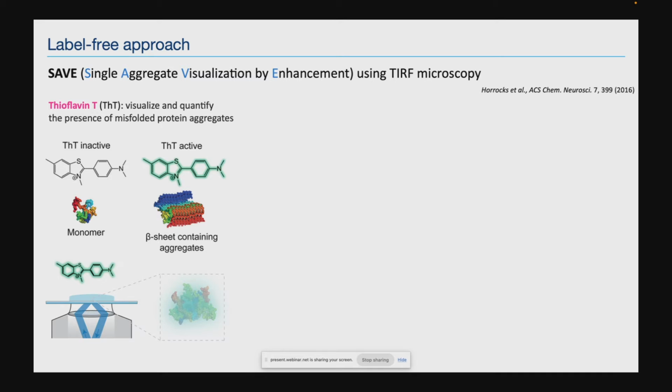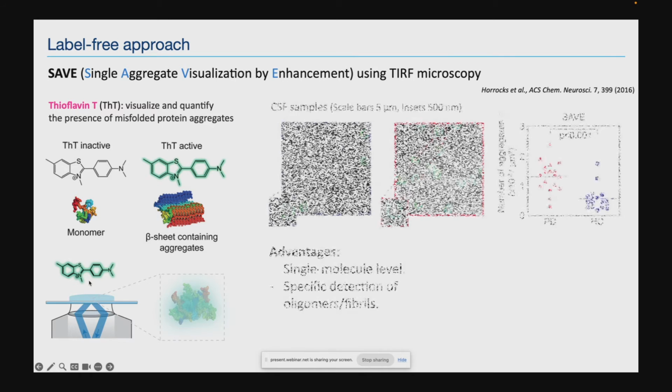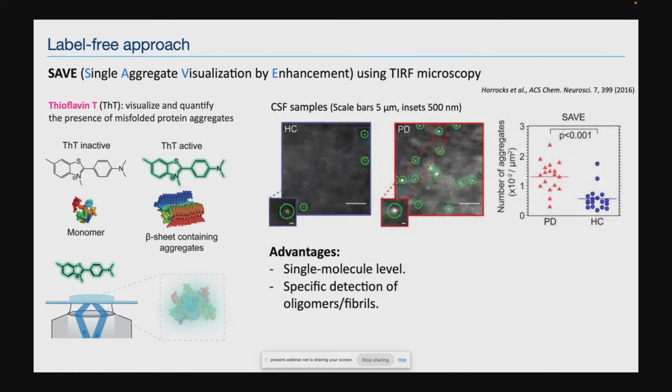Now, what we decided to do is to actually use this thioflavin T, but rather than detecting its bulk fluorescence on a plate reader, we decided we'd use the TIRF microscopy technique once again. So we take our sample of aggregates, and this time it doesn't have to be labeled, and we just introduce thioflavin T, and then we image whatever thioflavin T is bound to. And when we do this, we can then detect protein aggregates.